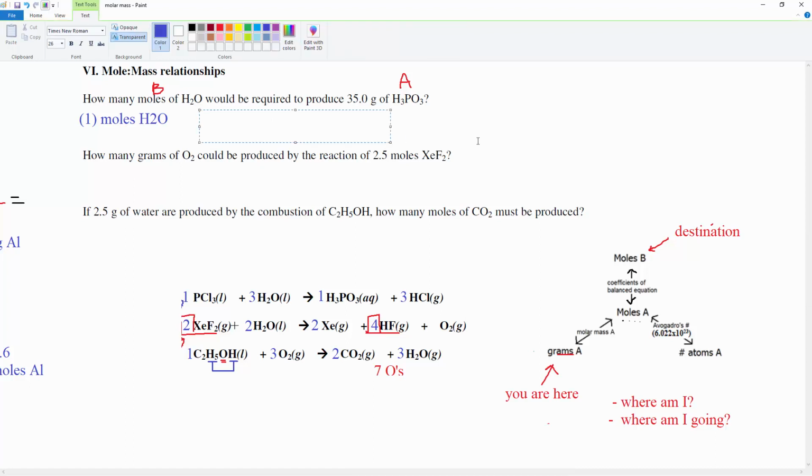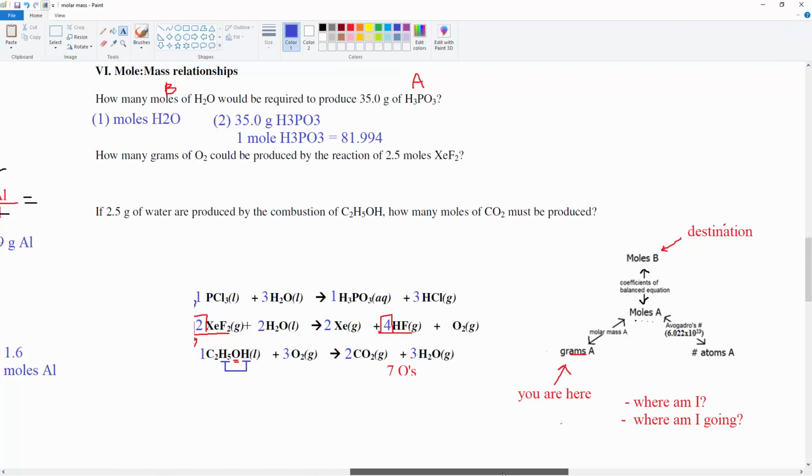Identify. Step 2. I was given 35 grams of H3PO3. Need the molar mass of A. What's the molar mass of H3PO3? 81.994.